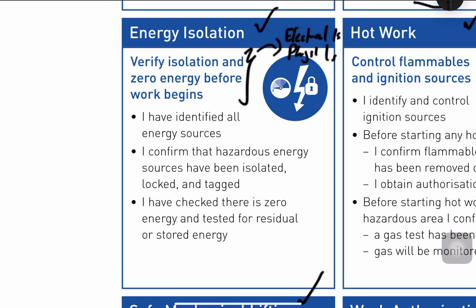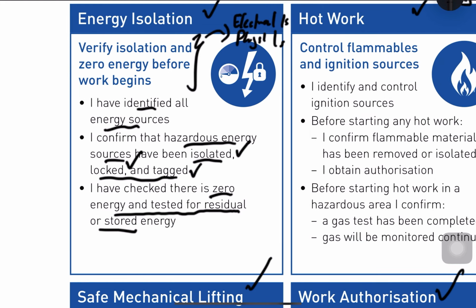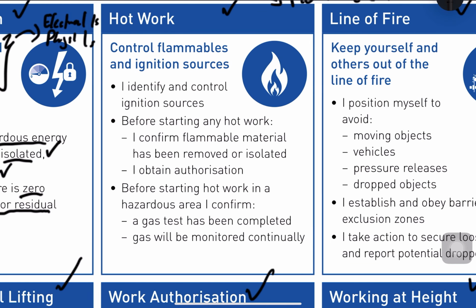The thing that you have to ask yourself: I have identified all the energy sources. I confirm hazardous energy sources have been isolated, locked and tagged. This is important, yeah. To isolate, lock, so that people cannot easily open it, and tag, so that it is being communicated properly. I have checked that there is zero energy and tested the residual or stored energy.